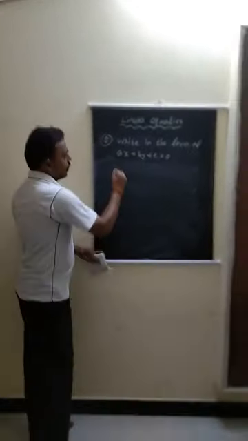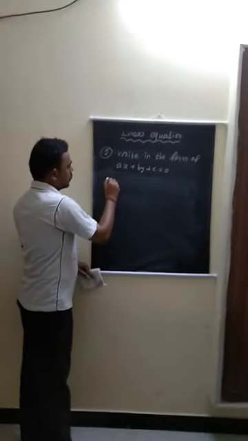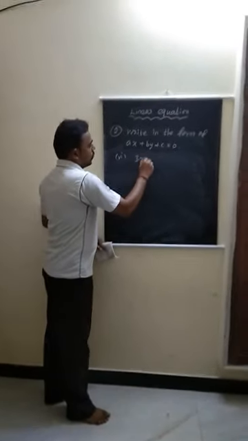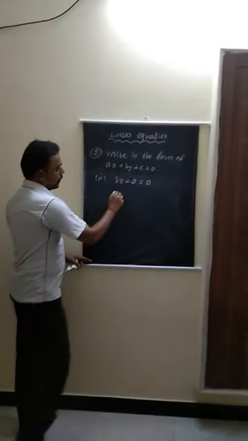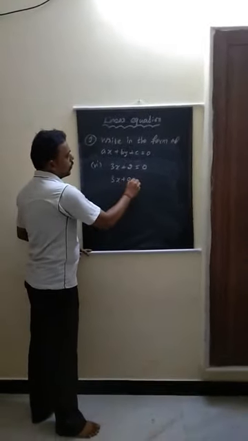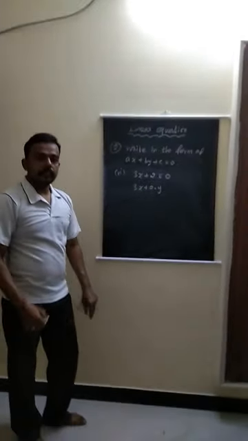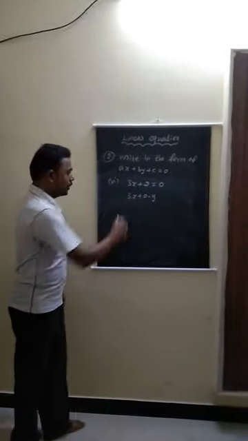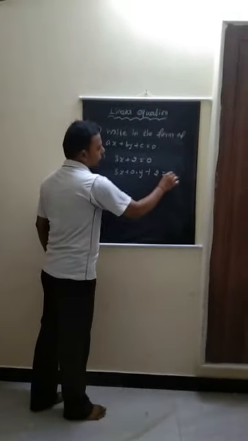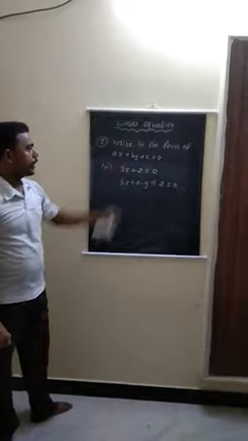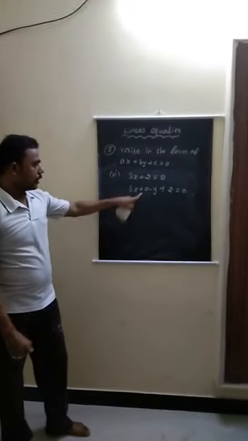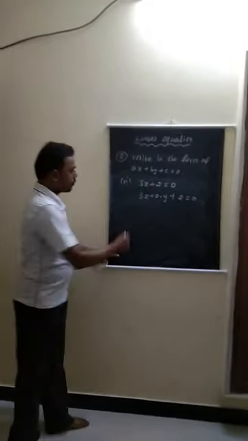Similarly, next one given, sixth, 3x plus 2 equal to 0. So we can write 3x plus 0 into y, because there is no y. We need to introduce 0 into y, 0 into anything is 0. So 0 into y plus 2 equal to 0. This is the form of ax plus by plus c equal to 0. That is b equal to 0 here.